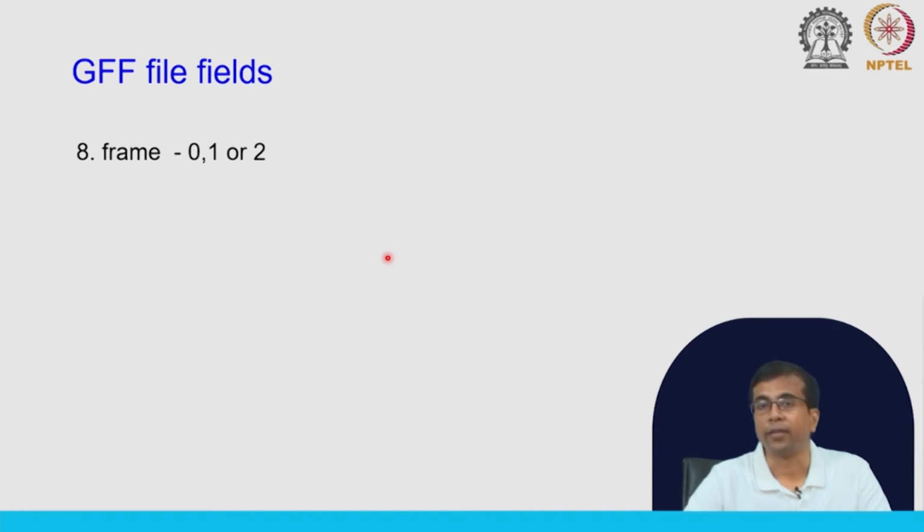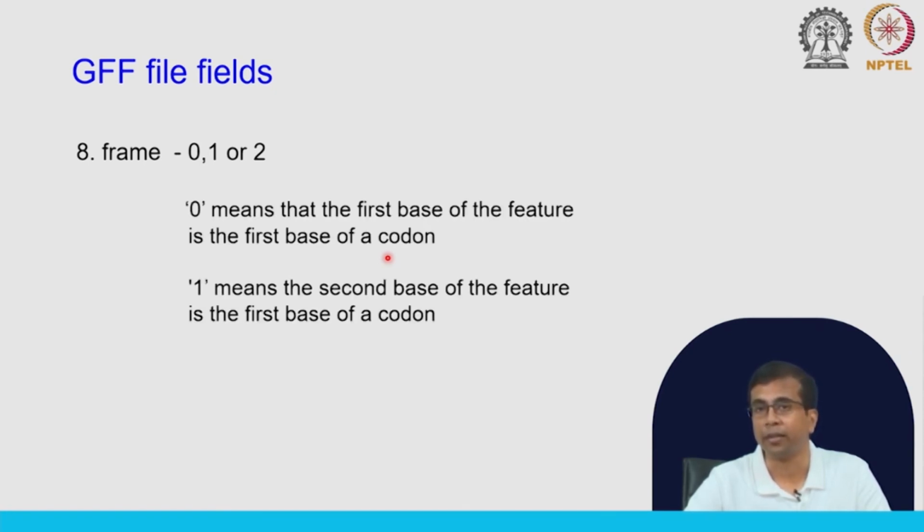The eighth one is the frame. This is important if your feature is present in the coding sequence. It could be 0, 1 or 2. 0 means that the first base of the feature is the first base of a codon. I think you can now relate whether this is likely a synonymous mutation or a non-synonymous one, etc. Those you can find out if you know this value. So, 0 means the first base of the feature is the first base of a codon, 1 means the second base of the feature is the first base of a codon, and so on.